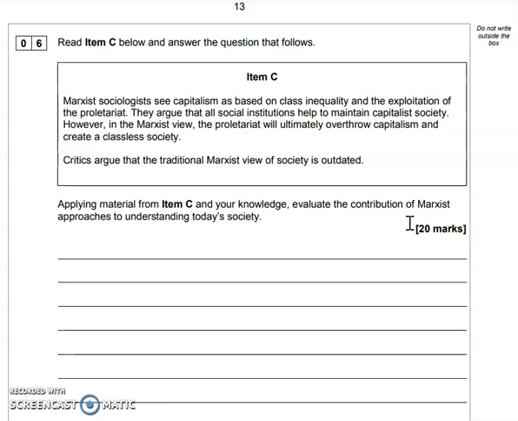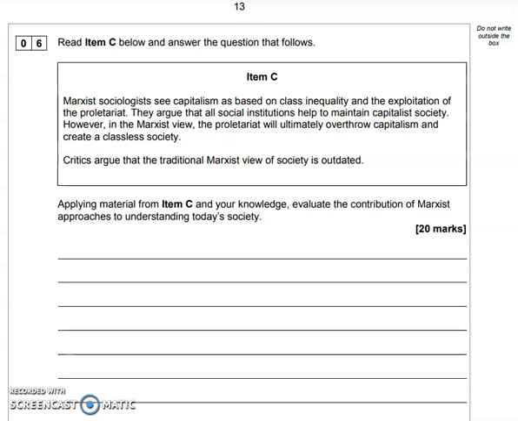Your weaker answers looked at it from a topic approach, and then it drifted away from the theory base, and actually it became an education answer or a crime answer, for example. So again, your better answers were able to take your Marxist concepts and then apply them to different topic areas to show the impact of them.